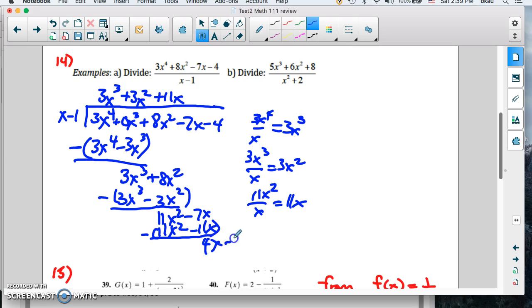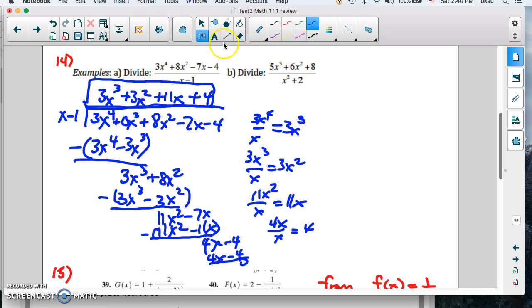Bring the minus 4 down, and we have 4x divided by x, that's going to be 4. So we're going to put a plus 4 here. And that gives us 4x minus 4 when we divide, so we have no remainder. So this is our answer for that division problem right here. 3x to the third plus 3x squared plus 11x plus 4.